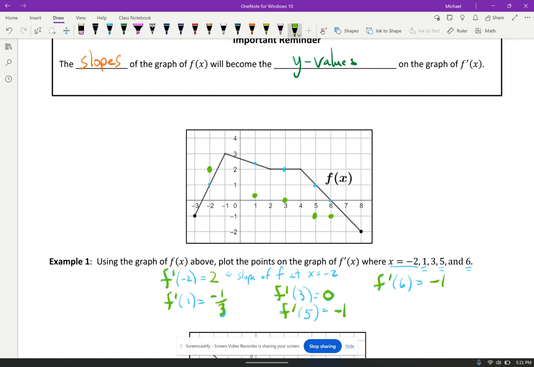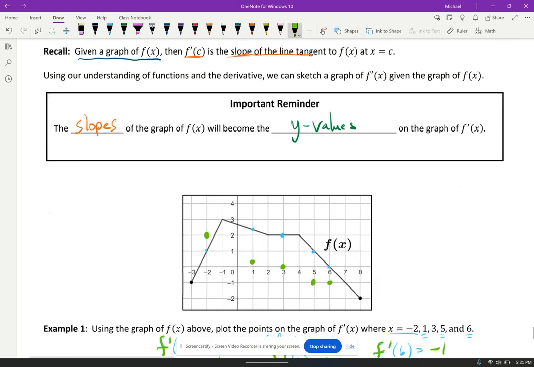So notice I'm not going to finish this in example 1, but we're going to finish this in subsequent examples. We're going to connect the dots here, and create the derivative graph based off of the slopes of the original graph. So wherever you see a blue point, that's f of the x value. Wherever you see a green point, that's the slope of the f graph, and I'm going to create a new graph where the y value here is the slope on this graph.